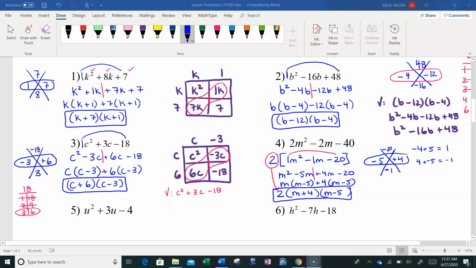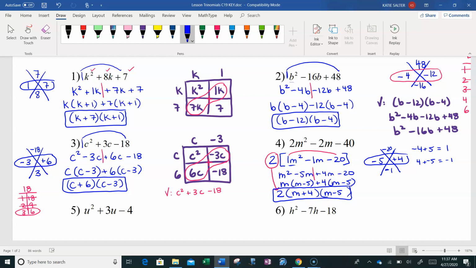So what I mean by that is the squared term, like look right here, k squared, c squared, b squared, and then when we factored out that 2, the m squared, they all have a coefficient of 1. So when you have trinomials that have a coefficient of 1, there's actually a shortcut so that you don't have to do all this work.